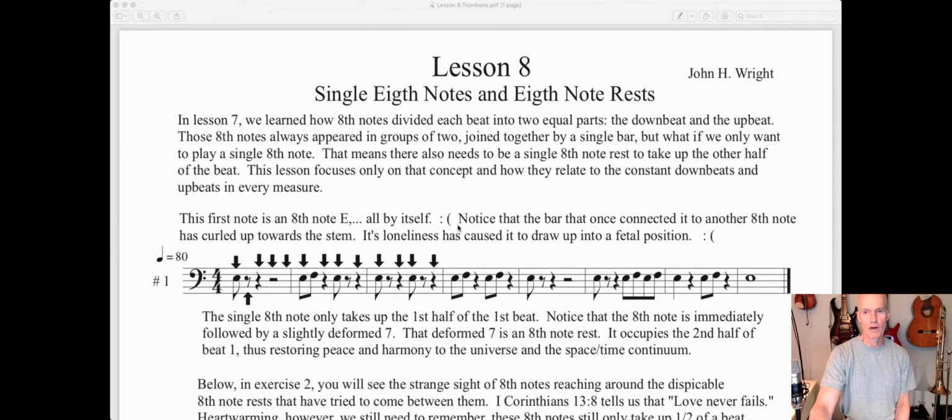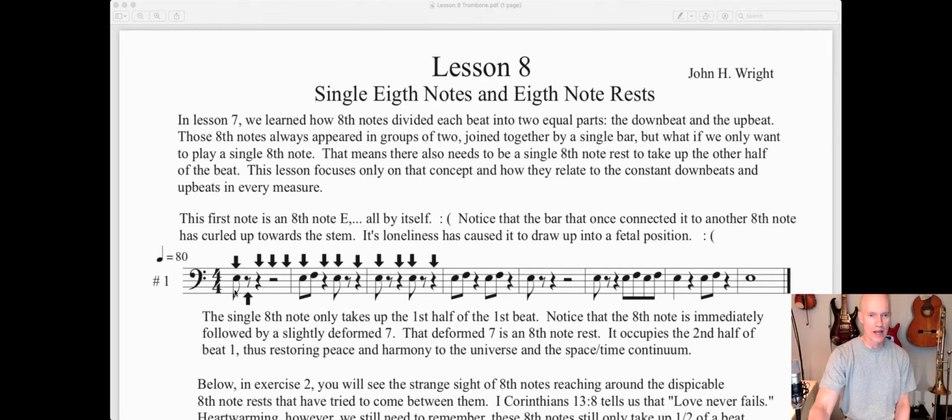Notice that the bar that once connected it to another eighth note has curled up. Notice we've chopped off this eighth note right here for this one right there. And that little bar that once connected it to another eighth note has now curled up into fetal position because of loneliness. Maybe not. But this is an eighth note all by itself. You've got an eighth note, and these two together, this little eighth note and that eighth note rest, it looks like a little deformed seven. This comprises all of beat one.